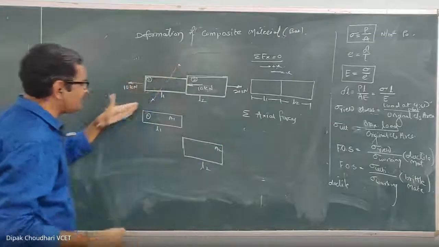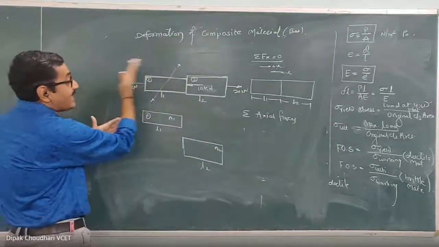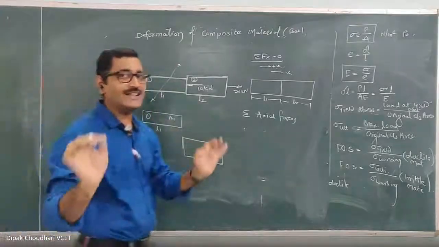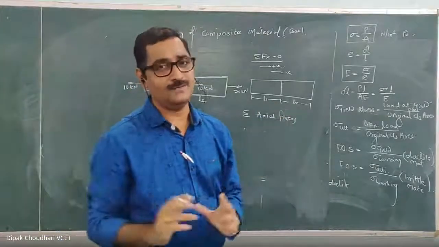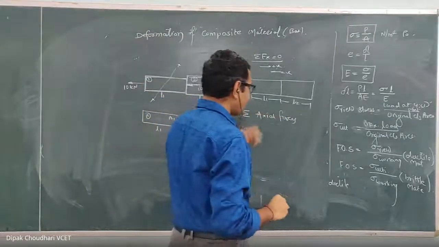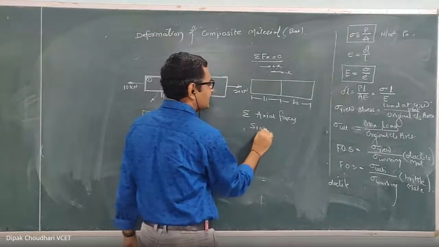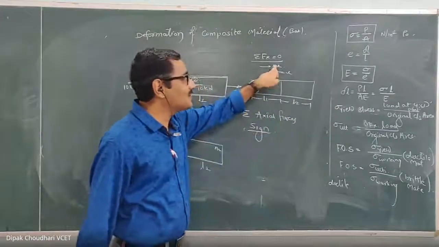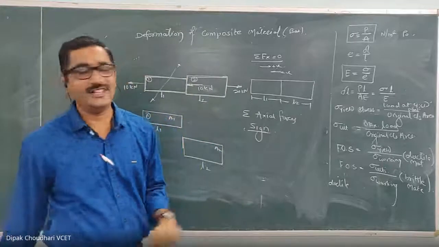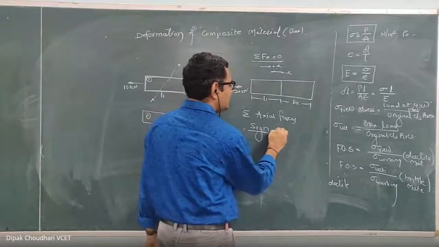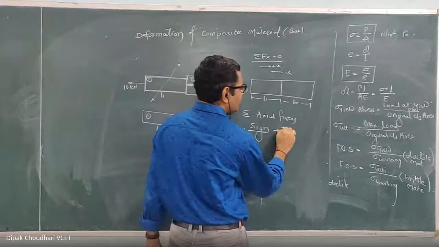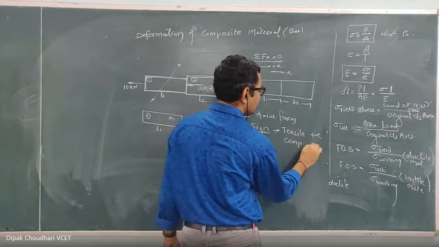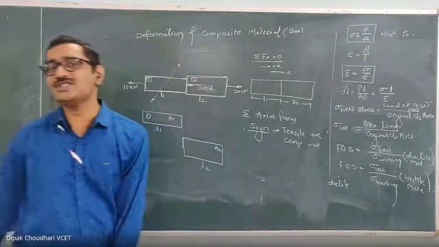For calculation of the axial force, you have to take the algebraic summation of all axial forces on any one side of the section. Section के कौन से भी एक side के axial forces का summation ले लो. Now, while taking the summation of axial forces, the question is what sign convention we need to use? Don't use this sign convention over here. For axial forces, you have to use tensile force positive and compressive force negative.